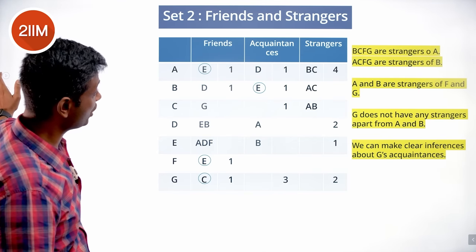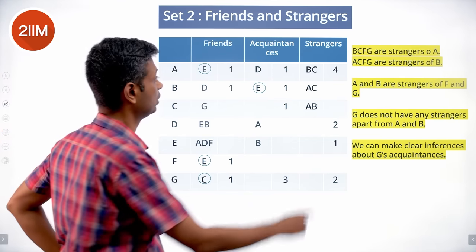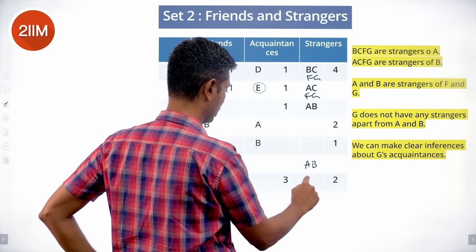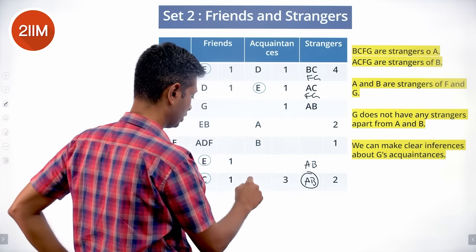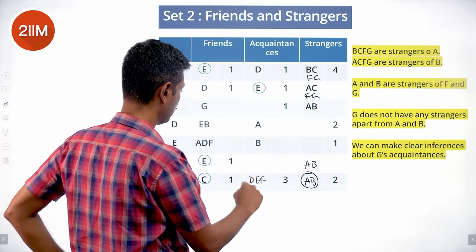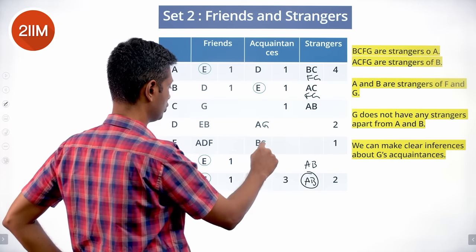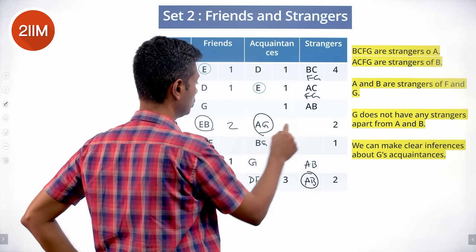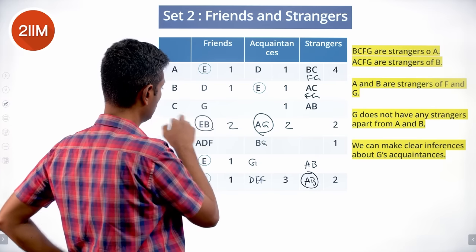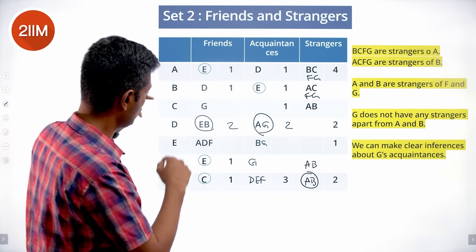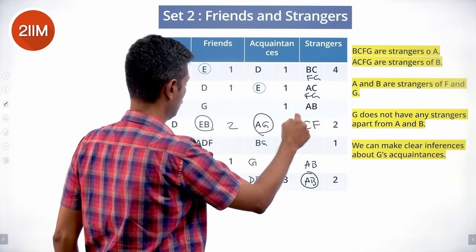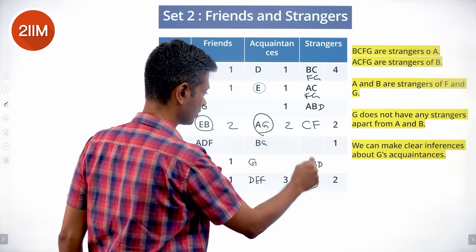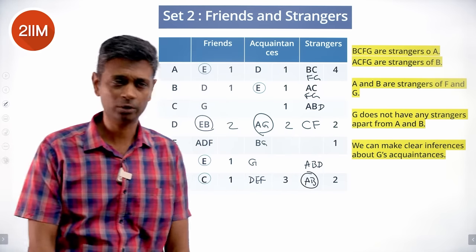So B, C, F, G are strangers to A, and C, F, G are strangers to B. So F and G here, F and G here, which automatically means A and B here, A and B here, which means this is complete. A, B, C are done, this is D, E, F here. In D we put a G, in E we put a G, in F we put a G, which means these two add up to 2, 2, 2, complete. C is missing, so this should be C and F. C and F go here, so in C there should be a D, in F there should be a D. And then we complete it slowly.